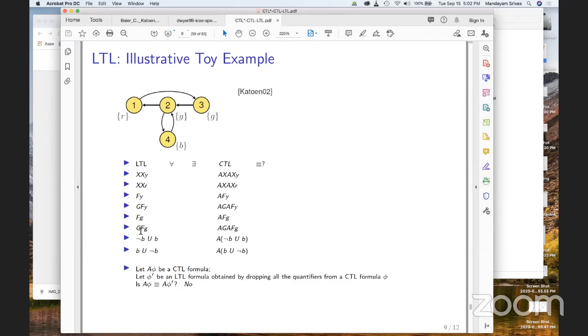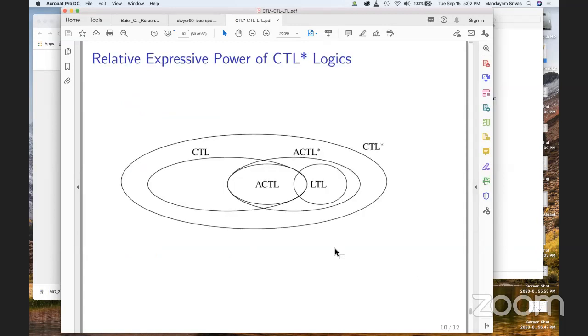To get some intuition, we will see that particular example. And f of g, the persistence property, also happens to be one example where it is not representable in CTL. There are reasons for that. So that is a very interesting kind of property, and therefore that leads us to this hierarchy that describes the relative expressive power of the sublogics of CTL star.